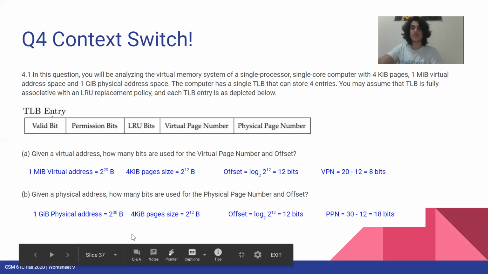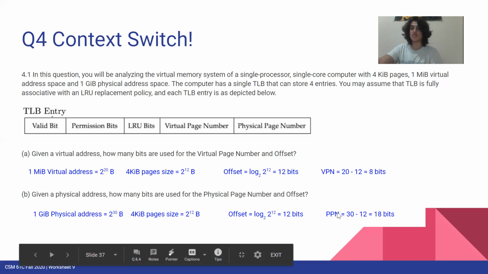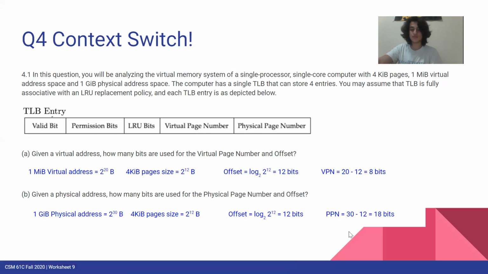Same story for B, except our physical address size is 2 to the 30th bytes. The offset and page size are going to be the same. So our PPN here is 18 bits.